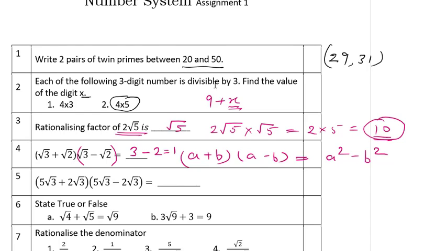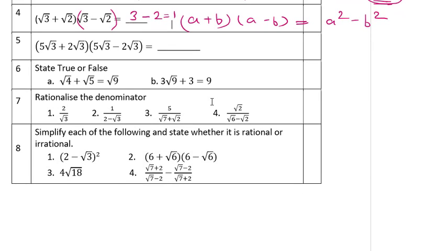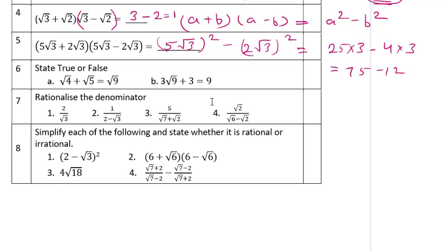Similarly, this fifth question you can try. (5 root 3 plus 2 root 3) into (5 root 3 minus 2 root 3). Now here I will get (5 root 3) the whole square minus (2 root 3) the whole square. So (5 root 3) the whole square will give me 25 into 3, minus (2 root 3) the whole square will give me 4 into 3. So here I will get 75 minus 12, that gives me 63 as the answer.